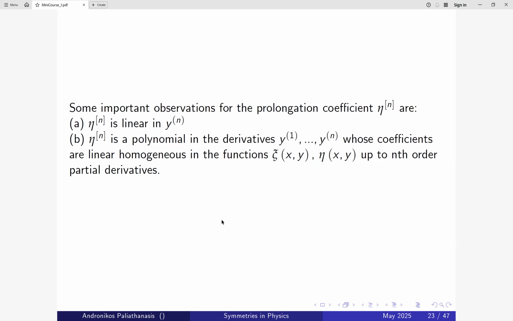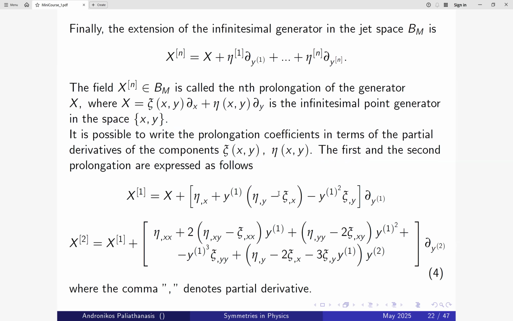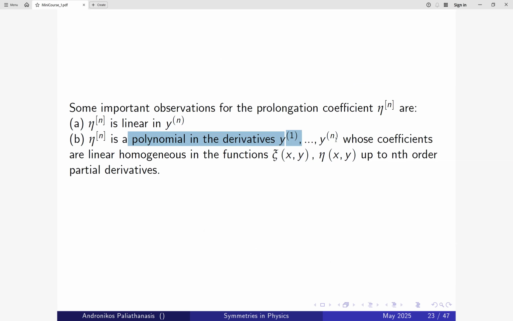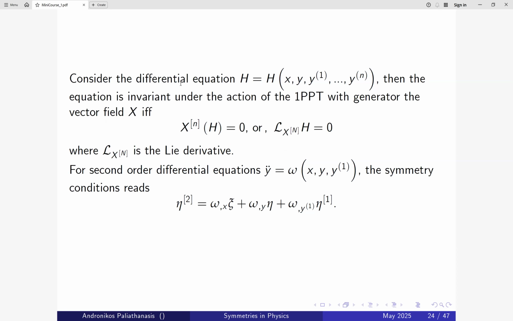Now, some important observations for the prolongations are that eta n is linear in yn, so eta n is linear in the higher order derivative. Eta n is a polynomial in the derivatives whose coefficients are linear homogeneous in the functions c, eta up to nth order partial derivatives. Now consider the differential equation. Then the equation is invariant under the action of the one parameter point transformation generated by the vector field X if and only if the nth prolongation of X on the function h in the Z space is equal to 0, or the derivative of X on h is equal to 0. This is the same definition.